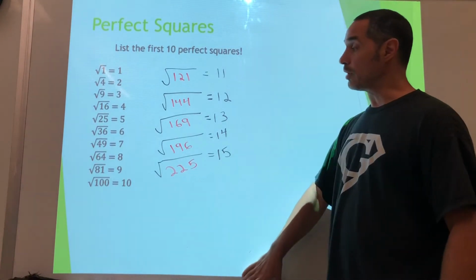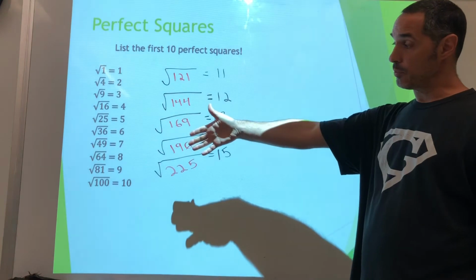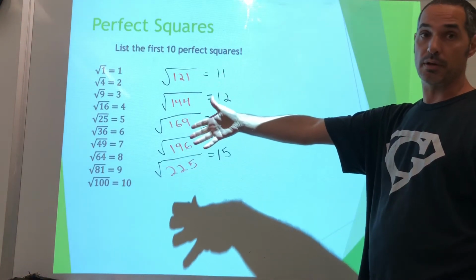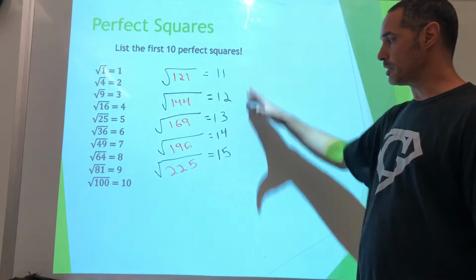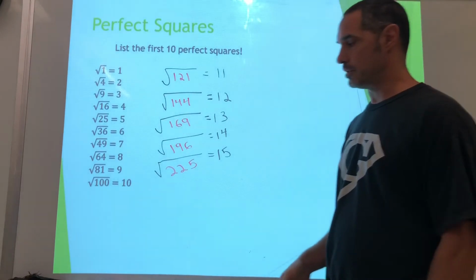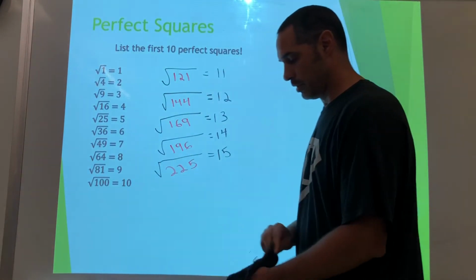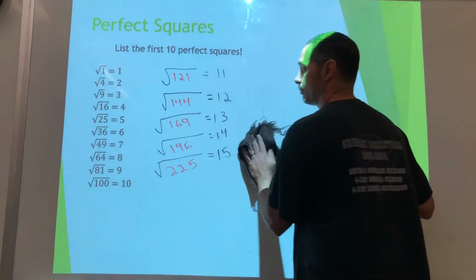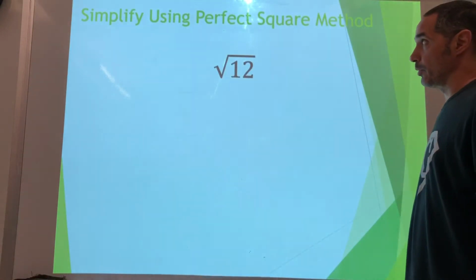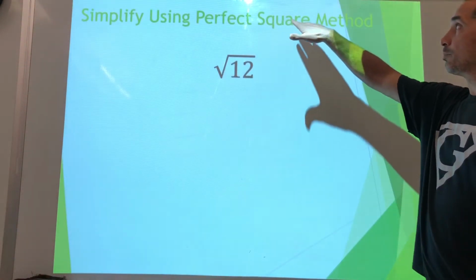So you should have already memorized 1 through 10. If you haven't, then you need to commit that to memory. I'm just adding these because this is Math 4, so we should be able to push ourselves a little bit further. So we need to simplify square roots, and we're going to simplify using the perfect square method.